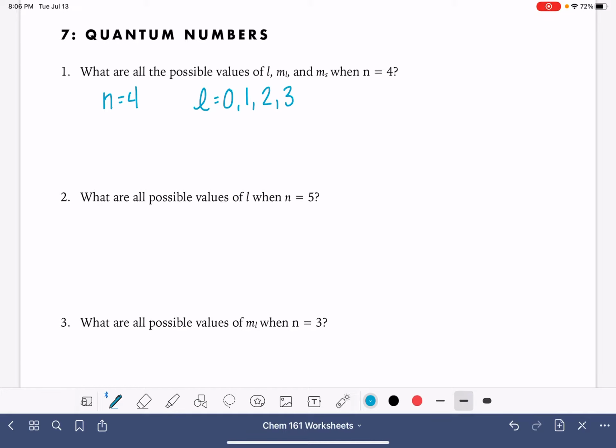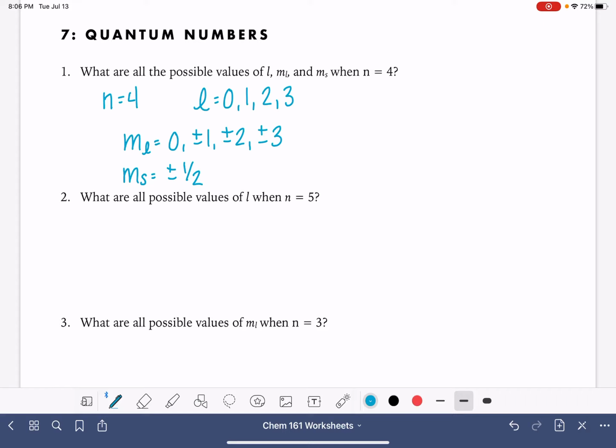And M sub L also starts at 0 and it goes all the way up, plus or minus, to the maximum value of L. So since the maximum value of L is 3, this is going to go all the way up to plus or minus 3. And then M sub S is always either positive or negative 1/2. So those are all of the different possible quantum numbers when n is equal to 4.